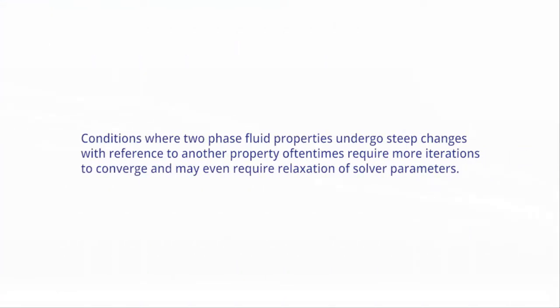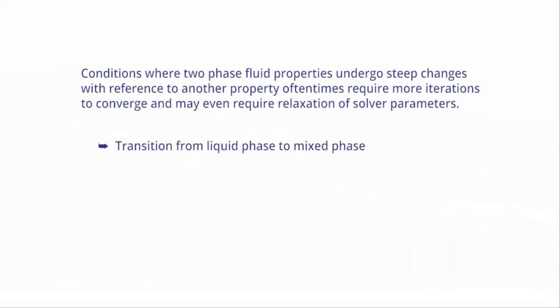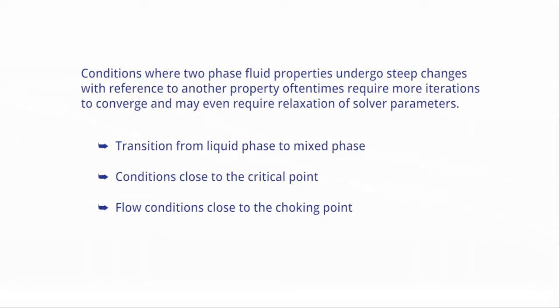conditions where two-phase fluid properties undergo steep changes with reference to another property oftentimes require more iterations to converge, and may even require relaxation of solid parameters. These conditions, for example, include transition from liquid phase to mixed phase due to the steep change in density, as you will experience in this exercise. Then also conditions close to the critical point where large changes in densities occur. Flow conditions close to the choking point, which is the maximum attainable gas flow through a given flow area, since there is a discontinuity in pressure flow relations at that point. And then lastly, buoyancy driven flow, which will be discussed in more detail in our next video on two-phase fluid modeling. And that's it for now.